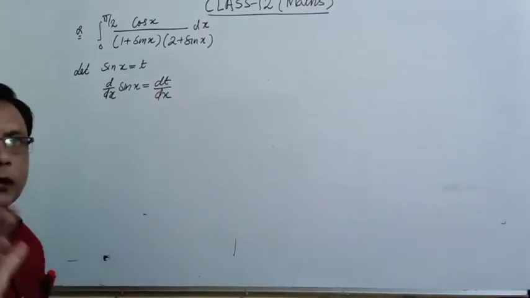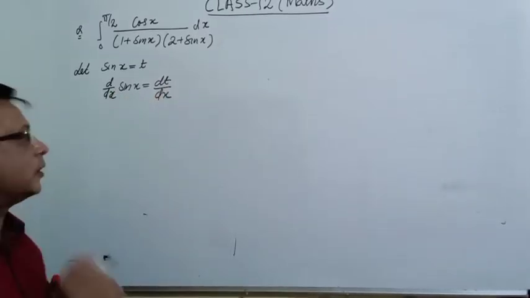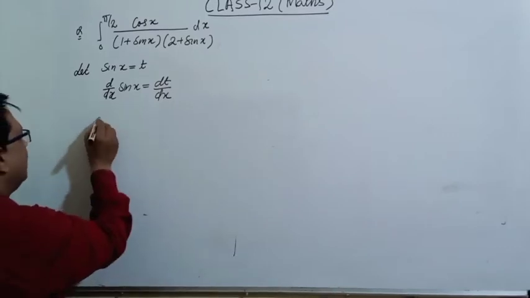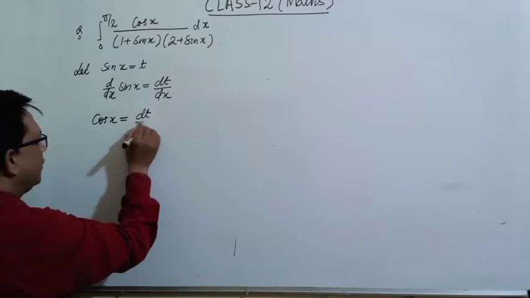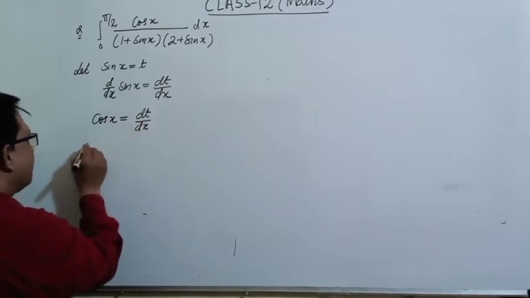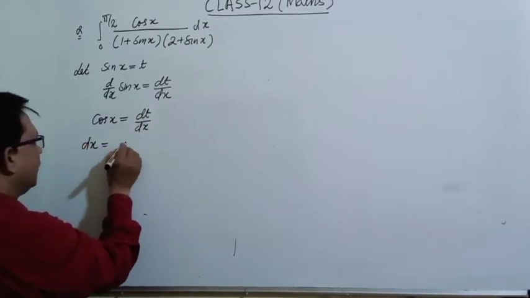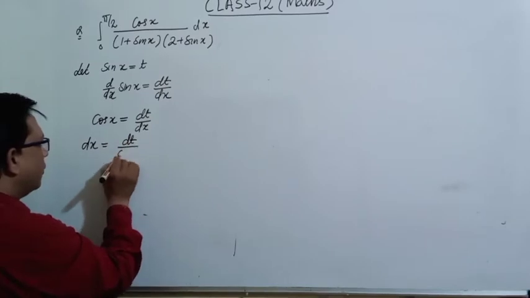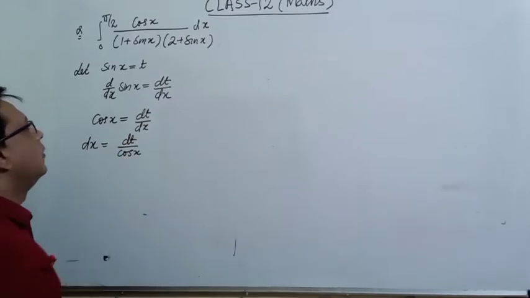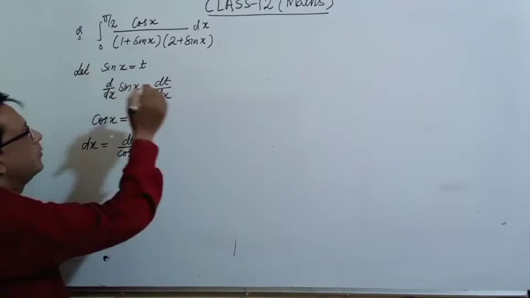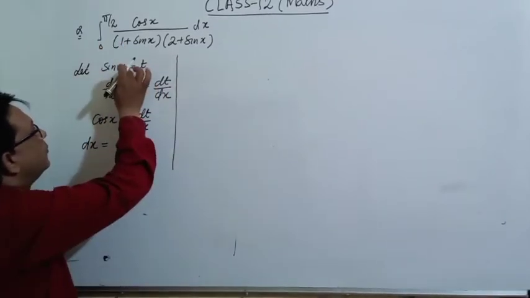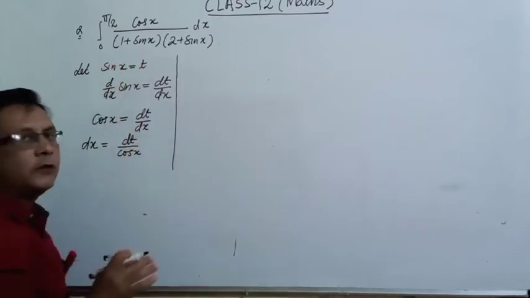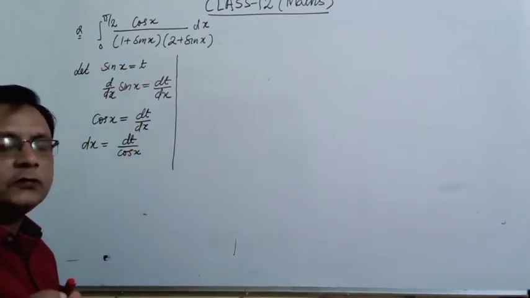Okay students, and our students know what the derivative of sin x is. So the derivative of sin x is cos x is equal to dt by dx. From here we find the value of dx. So dx is equal to dt upon cos x. We also change the limit. The rule for changing the limit: we substitute here 0 and here pi by 2, then we find the value of t, and this is our new limit.